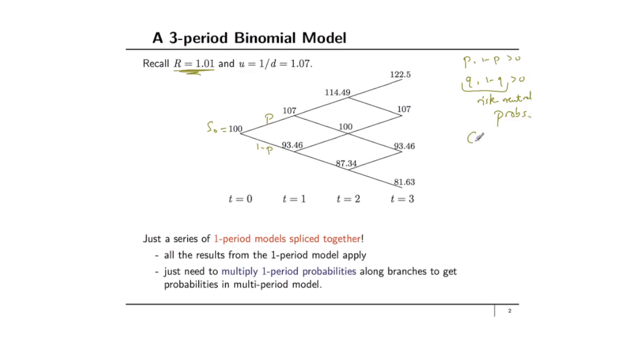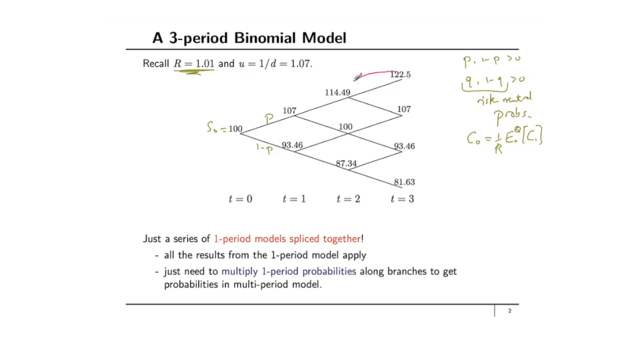For example, in our one-period model, we saw that we can compute the price of a derivative as being equal to 1 over R times the expected value, using these risk-neutral probabilities, of the payoff of the derivative at time 1. Okay, so we're now in our three-period binomial model. We want to be able to price options in it, and we can easily do that using our results from the one-period case. The central observation is that this multi-period, or in this case three-period, binomial model is really just a series of one-period models spliced together.